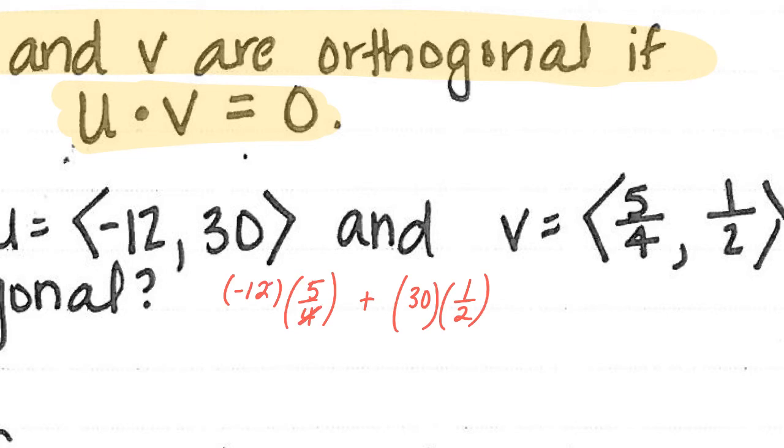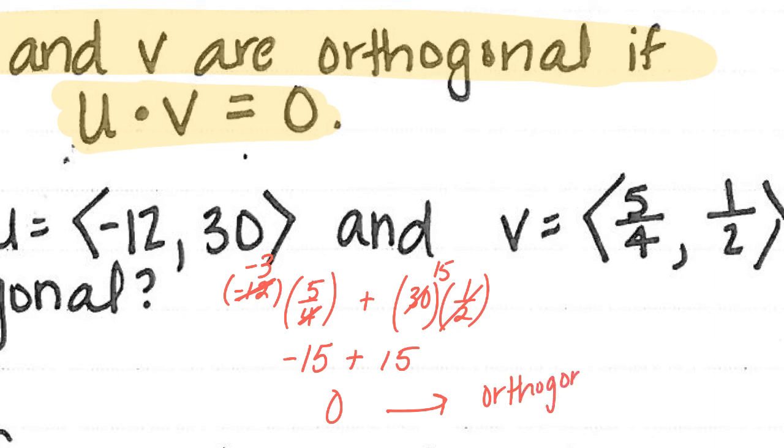4 goes into negative 12 negative 3 times, and it looks like I get negative 15. 1/2 of 30 is 15. So it looks like this is equal to 0, which means they are orthogonal.